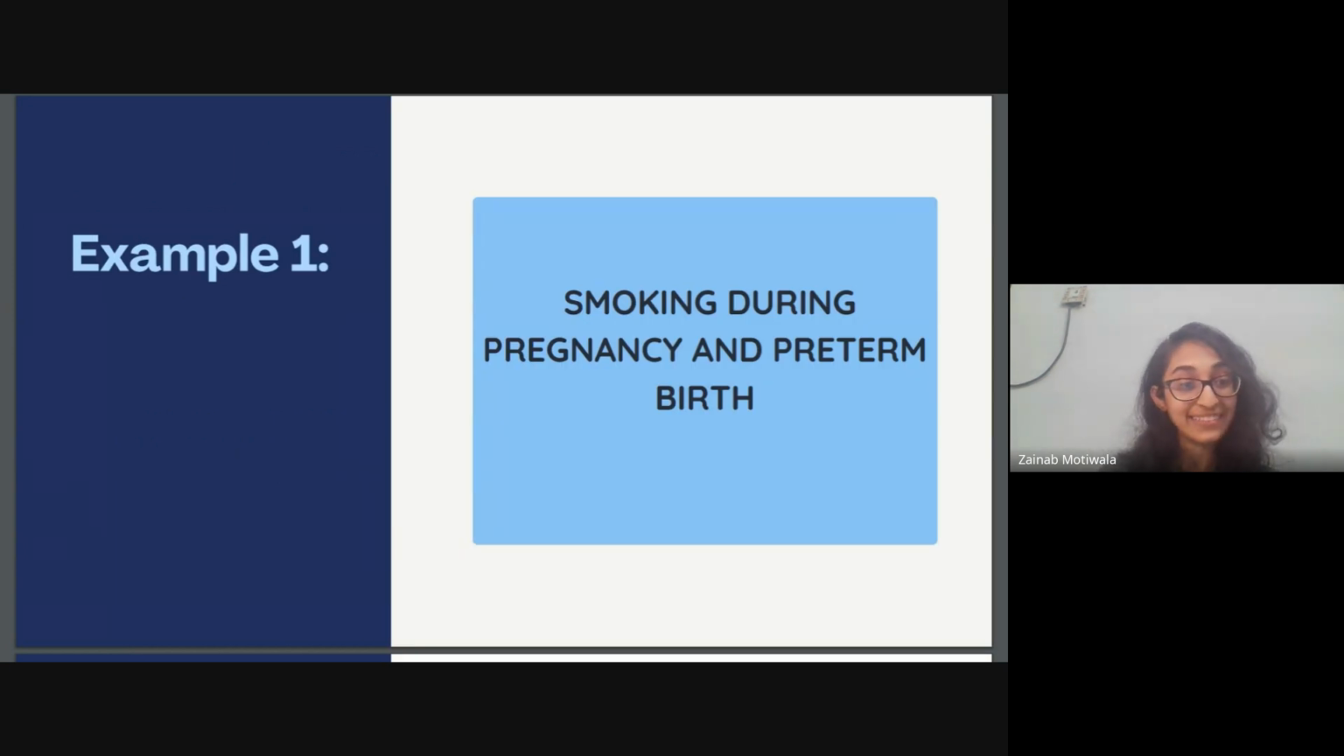So now we have an example. The first one is smoking during pregnancy and preterm birth. I would like any one of you to volunteer or just put it in the chat box: what do you think would be the independent variable here?